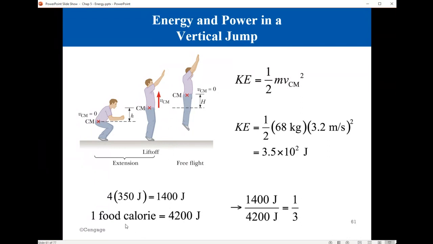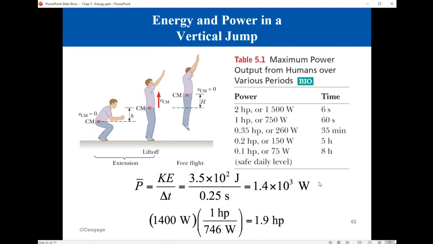Now, one food calorie is equivalent to 4200 joule. This means this jump costed this guy 1400 joule divided by 4200 joule. This is 1/3 of a food calorie. This gives us an idea about when we exercise, about the energy that we consume during exercise.